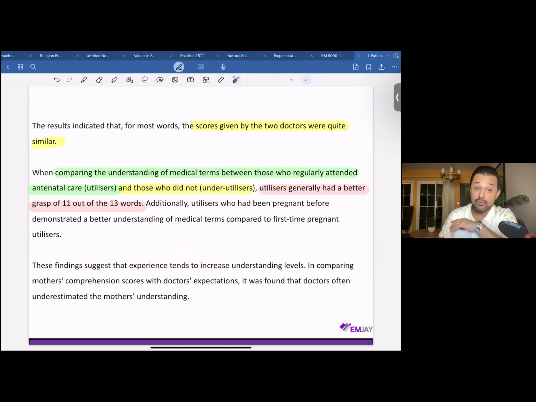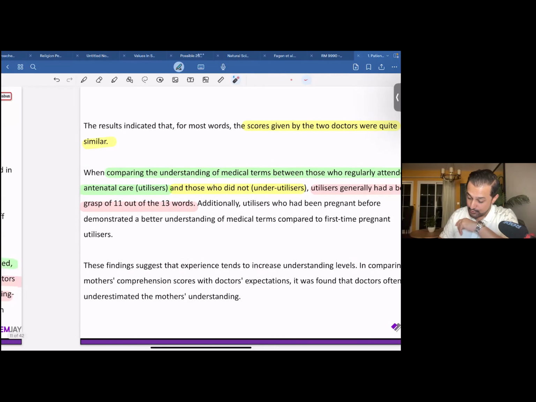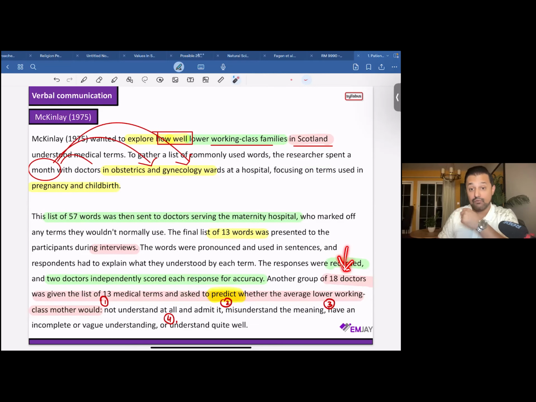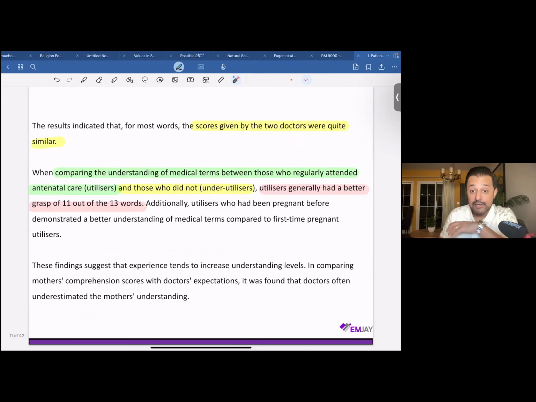In comparing mothers' comprehension scores with doctors' expectations, remember, 18 doctors were asked, right? They were asked if the words that were commonly used by doctors, the patients would even understand them, right? It was found that doctors often underestimated the mother's understanding. Doctors often underestimated mother's understanding.